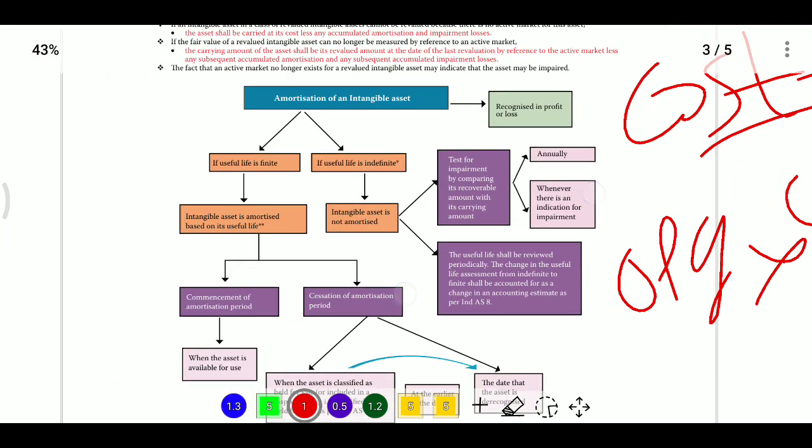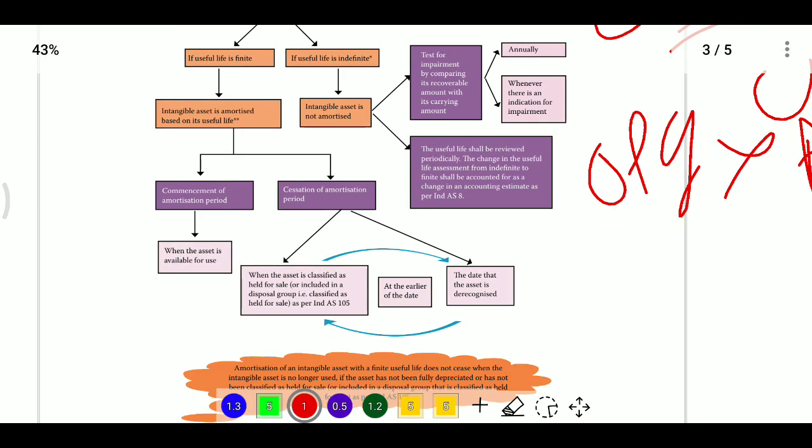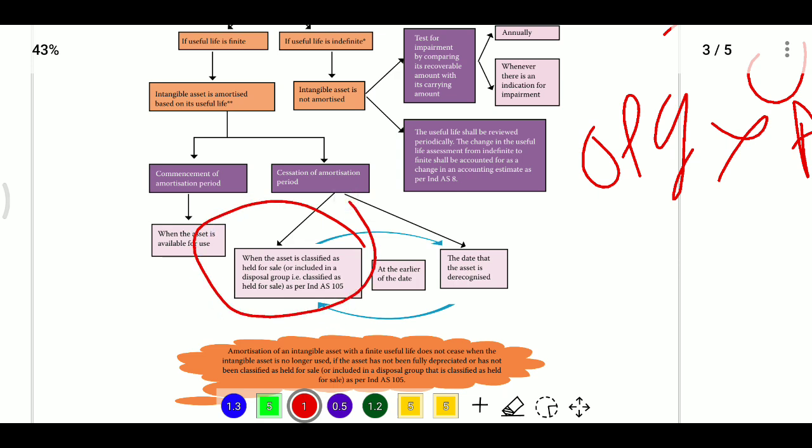Now amortization of intangible assets begins when it is available for use. Only if it is available for use, that is ready for use, do we start the amortization. It will cease when it is derecognized, or when it is classified as held for sale under Ind AS 105. Commencement happens when available for use. Cessation happens when it is classified as held for sale, or we are disposing of or selling that asset.